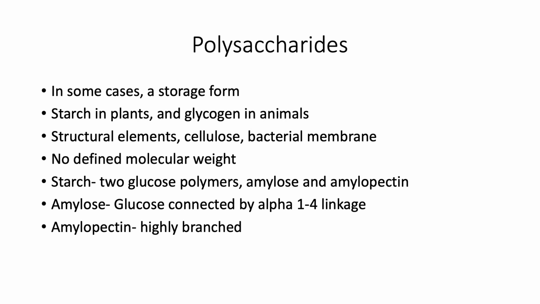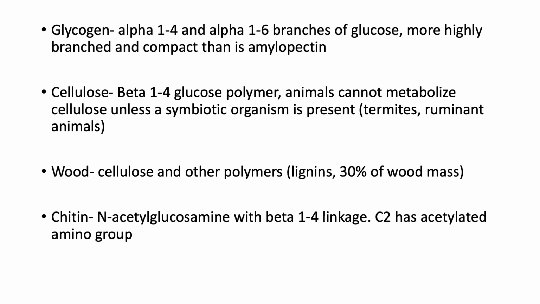Starch consists of 2 glucose polymers, amylose and amylopectin, so there's branching involved. The amylose is connected by alpha 1,4 linkage, and the amylopectin is highly branched. This starch is a difference from glycogen, which has alpha 1,4 linkage and alpha 1,6 branches of glucose. It is more highly branched and more compact than is amylopectin. Cellulose is a beta-1,4 glucose polymer.